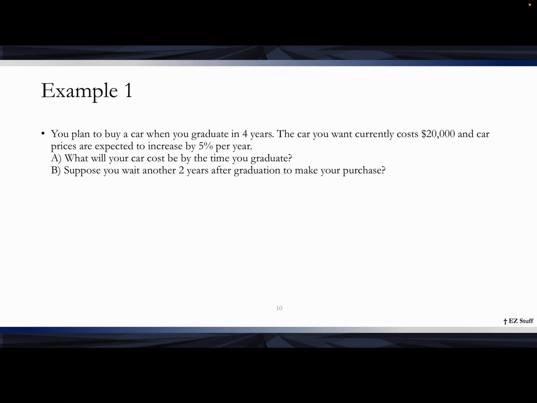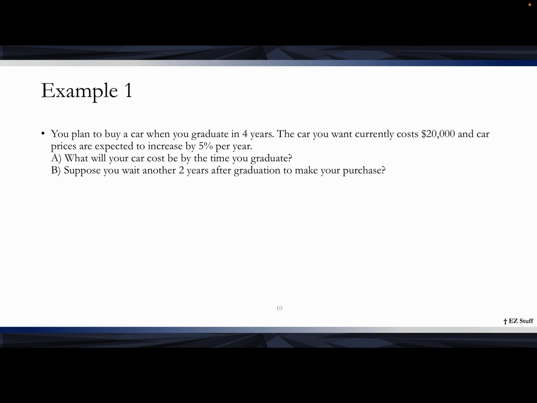Example 1. You plan to buy a car when you graduate in 4 years. The car you want currently costs $20,000 and car prices are expected to increase by 5% per year. Part A asks, what will your car cost be by the time you graduate? Part B, if you wait another 2 years, then how much will the car cost?